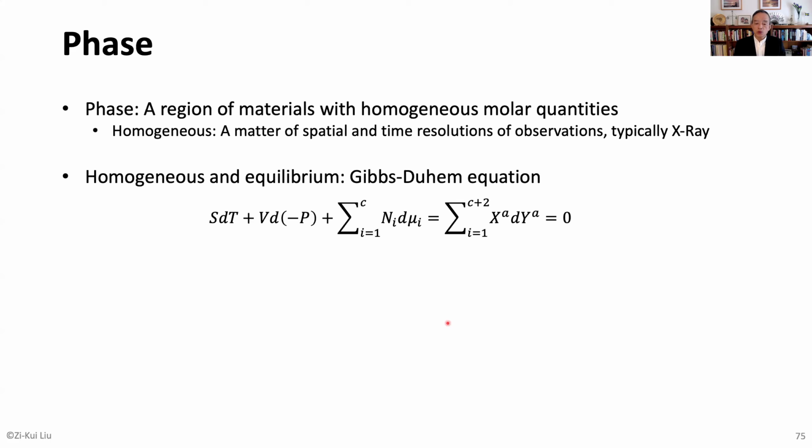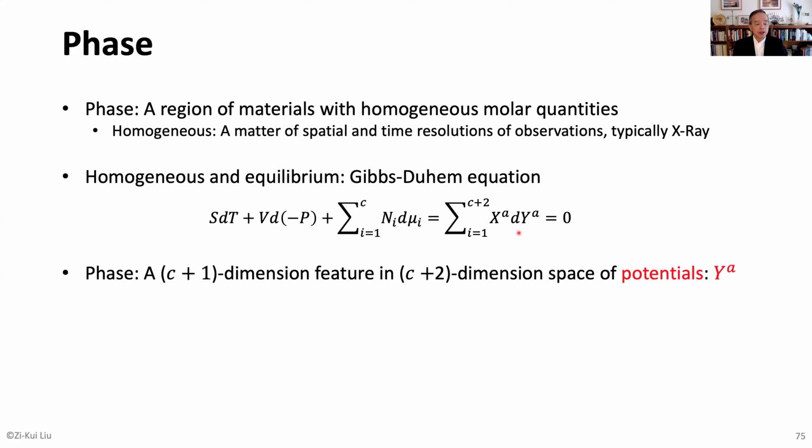Okay, so for a homogeneous equilibrium system, we have the Gibbs-Duhem equation, that all the potentials are related in a homogeneous equilibrium system in the form written sum of XA dYA, with XA for the molar quantity, YA for the conjugated potentials. So a phase would then be represented by this equation, right? It's homogeneous. So we have C+2 variables, okay? And because of this constraint, all the potentials are not independent. So we only have C+1 independent potentials.